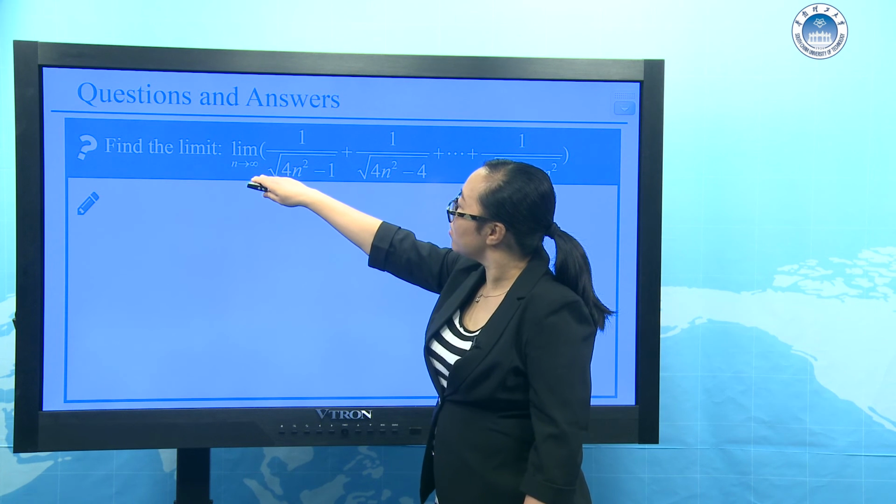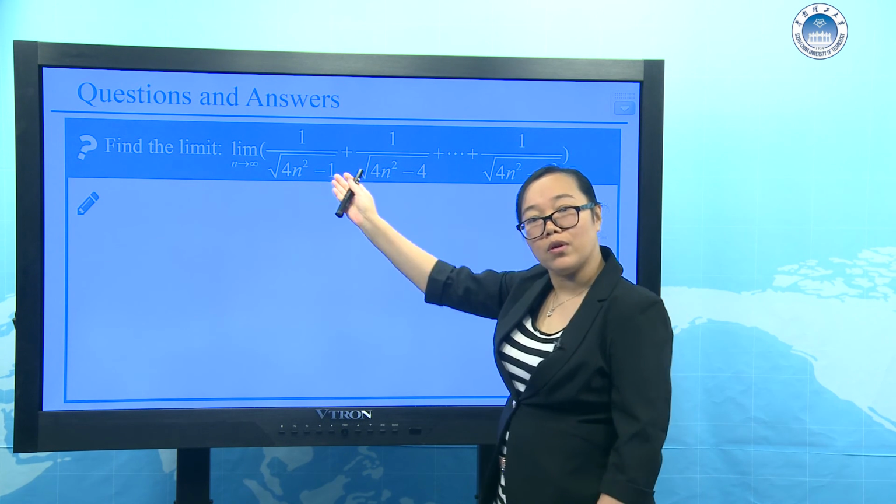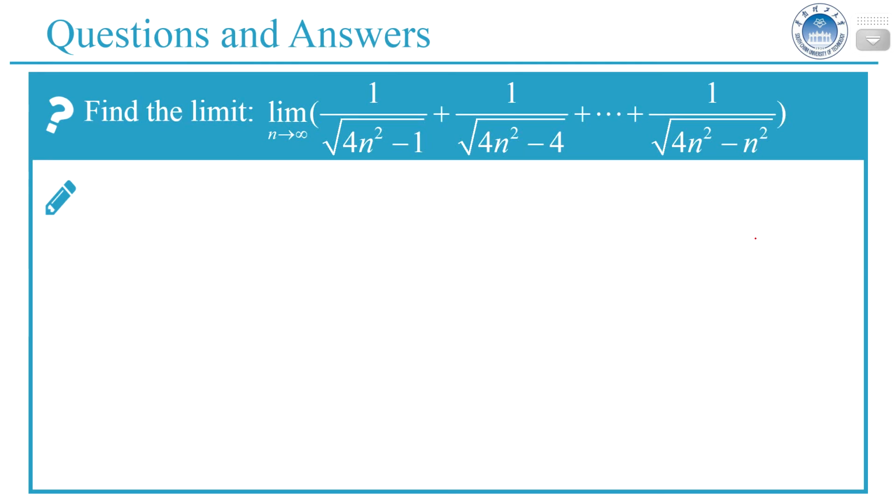Limit as n tends to positive infinity, the first term. Look at the characteristic. Try to find the rule. Square root of 4n squared minus 1, the second term 4n squared minus 4, and so on. The last term, 4n squared minus a squared. Compare with question 1. How to find it? Yes, taking out the interval distance 1 over n and then find i.